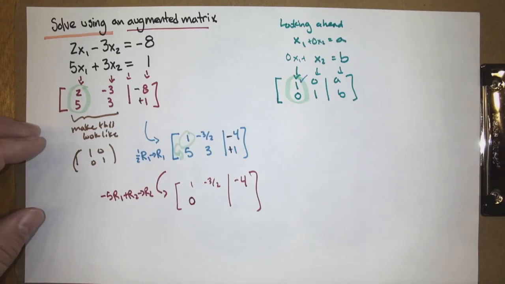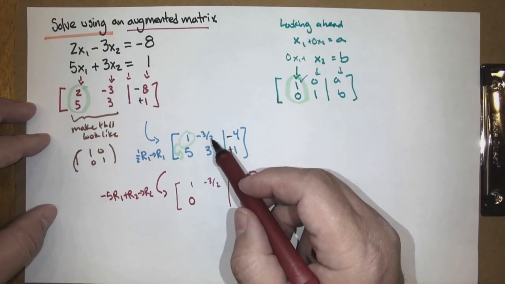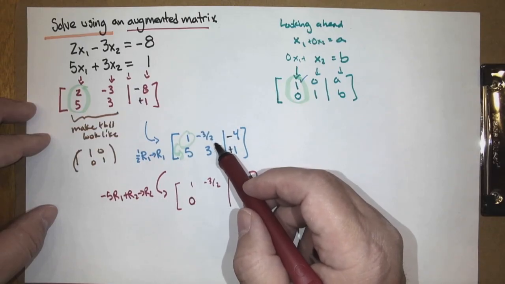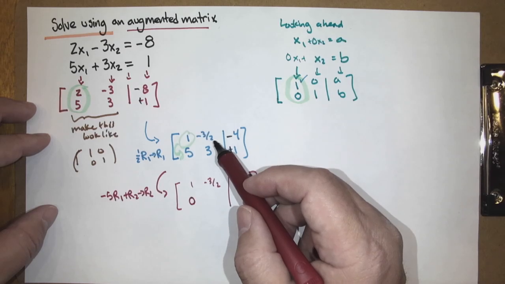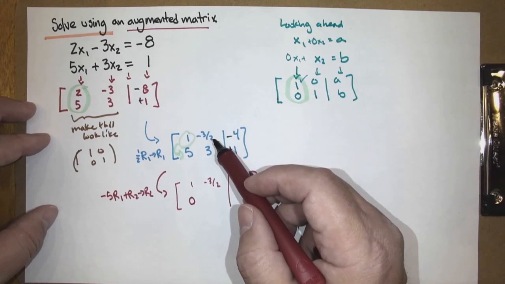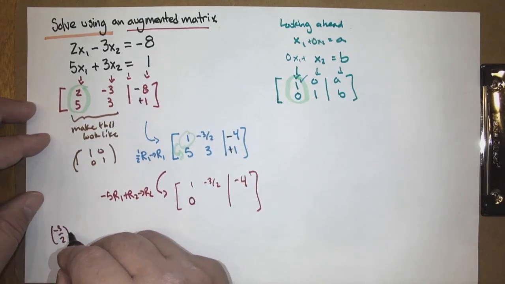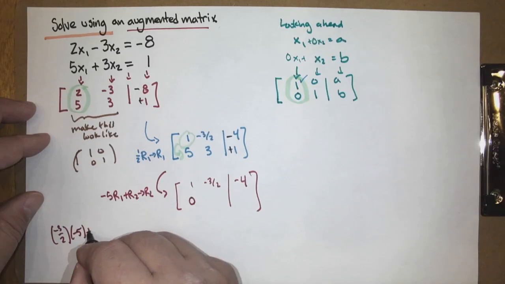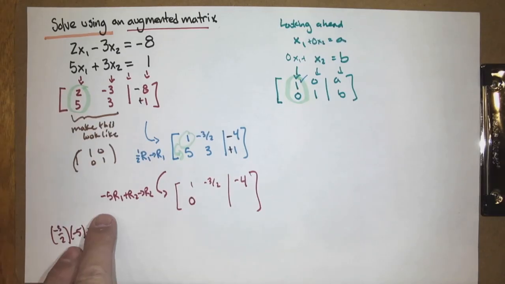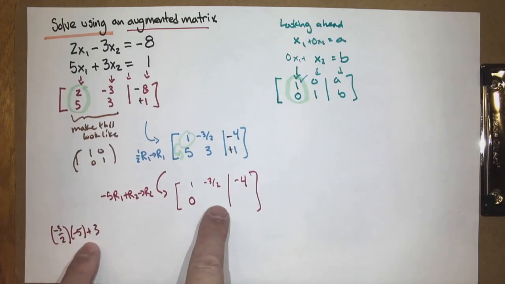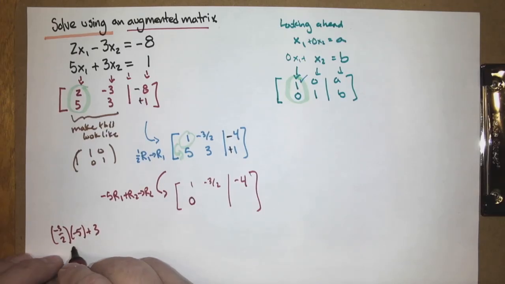Everything else along the way is now going to be, but that's okay, we're patient. -5 times -3/2. Well, 2 negatives make a positive, so that's at least some good news. That would be 15/2. Now, if I take 15/2 and I add 3, we're allowed to do computation on the side. -3/2 times -5 plus 3, right? -5 times the first row plus the second row. I'm just doing that entry. So it's 15/2 plus 3.